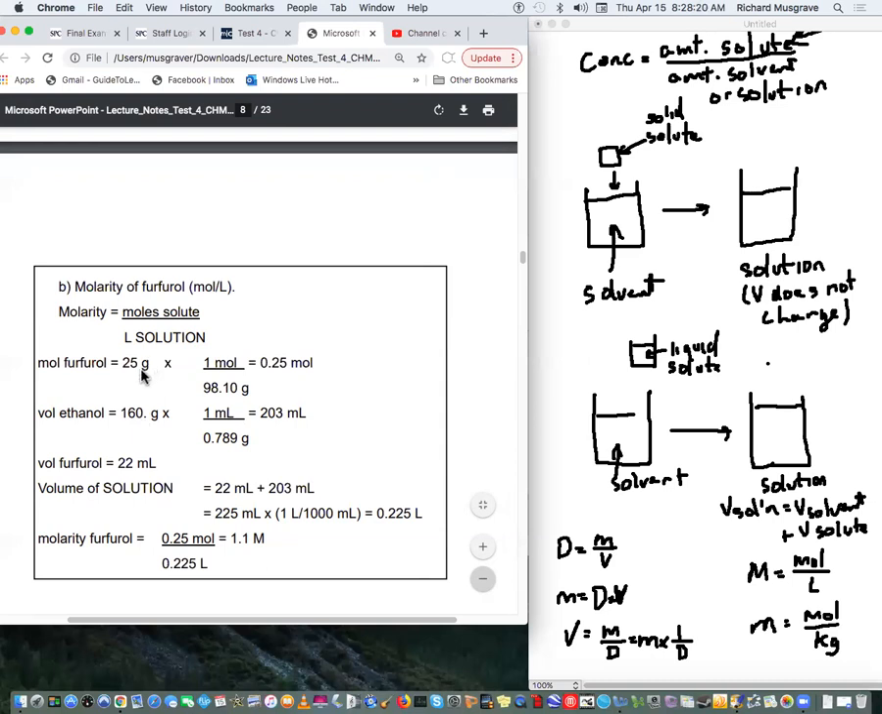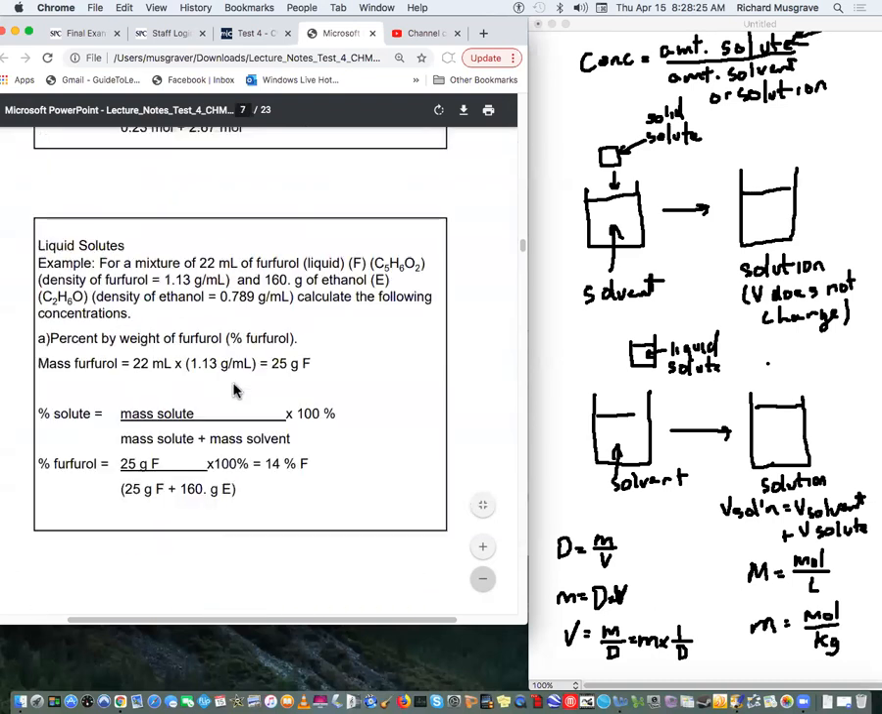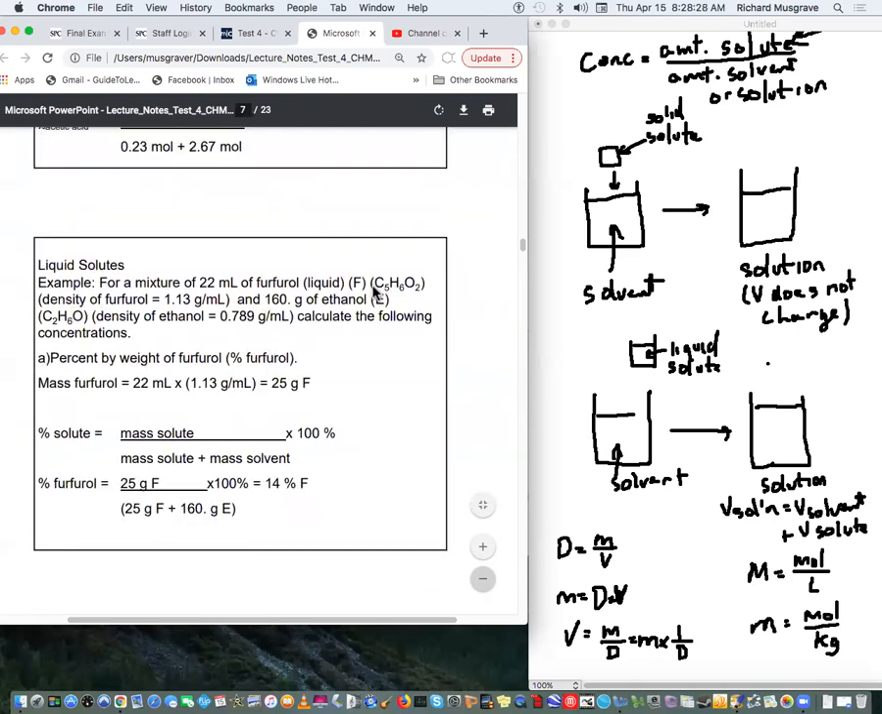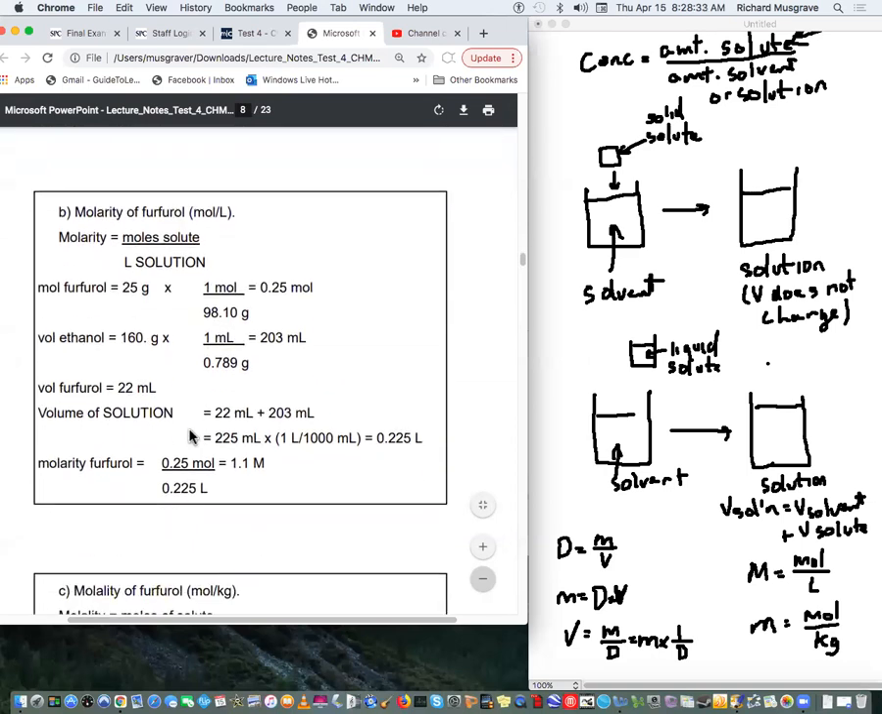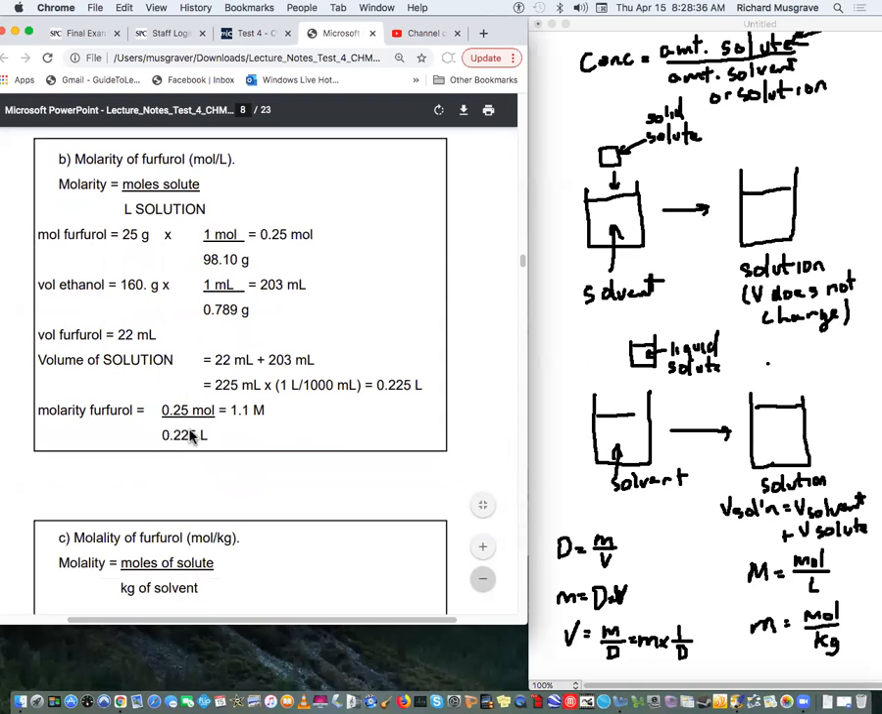So to get the moles of furfural, it's going to be 25 grams times 1 mole over the molecular weight, remembering that you are given the molecular formula here in the problem. I think in the test problems I actually give you the molecular weights automatically, so you don't even have to calculate those. They're given to you in the problem. I'll show you that in a bit. Sort of makes it a little bit easier. And then, you still find the moles by the same route. You do it by taking the mass and multiplying by 1 mole over the molecular weight.